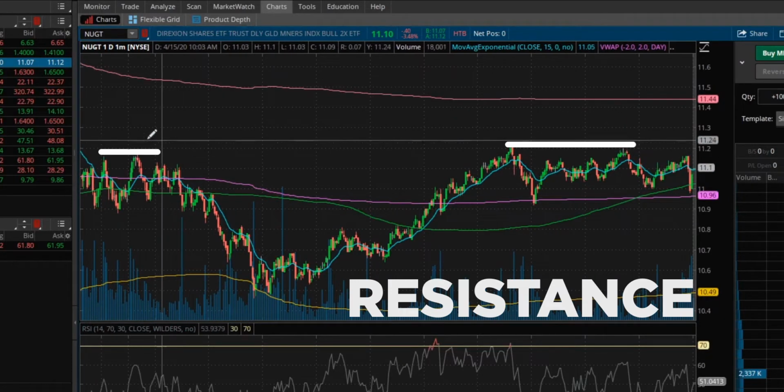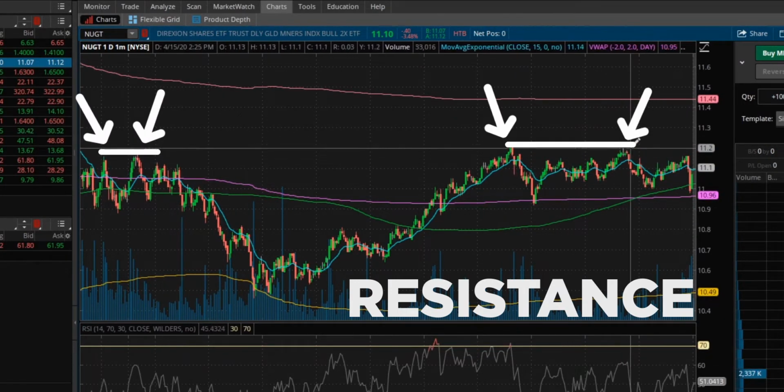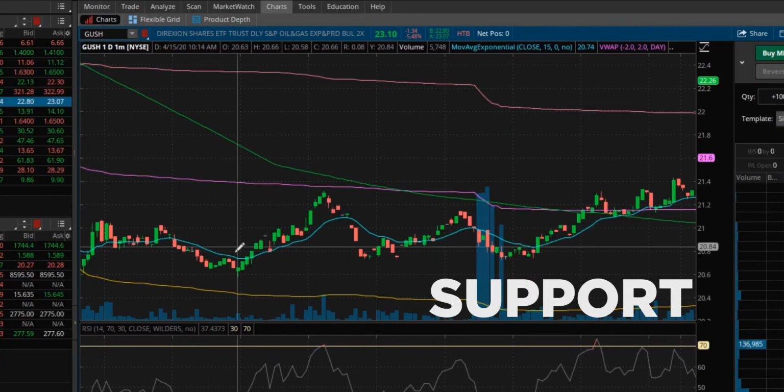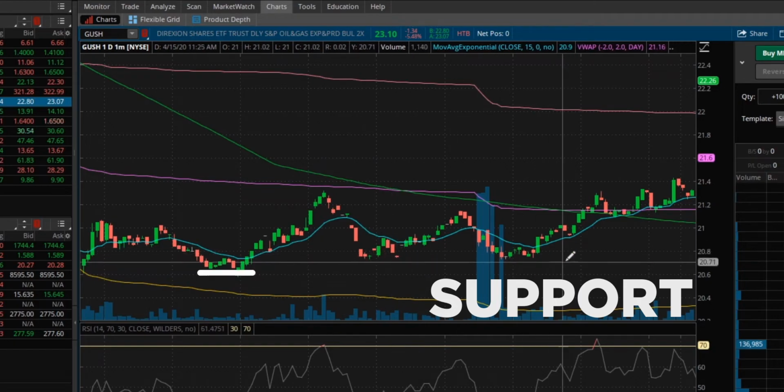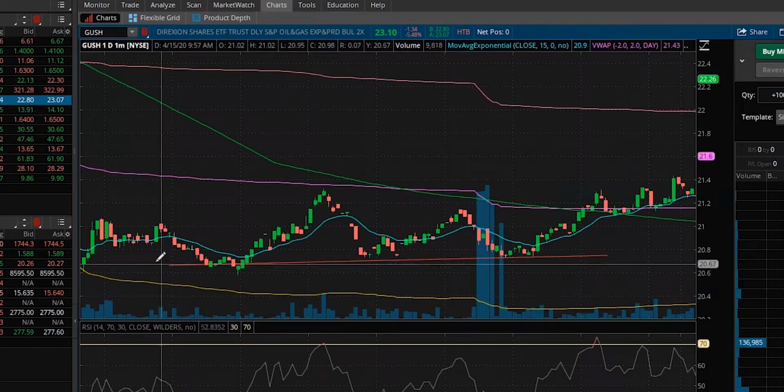Now, something you need to watch out for is called resistance. A resistance is a spot that the stock tends to stop at. So, if you see a stock stop at the same price point over and over again, then you've probably found a resistance. Same thing with support. If you see that a stock goes down and hits the same price point over and over again, this is probably a support, meaning that it'll have a hard time breaking past this point and going down even further.